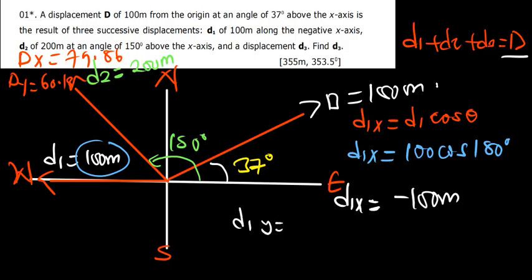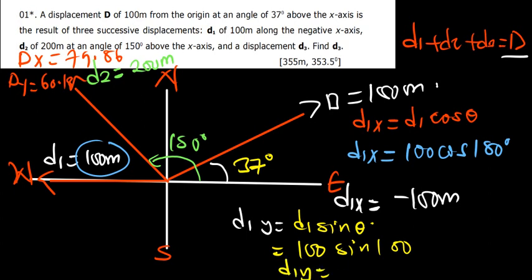Then now I need to resolve again this vector into y components. Into y components, I need to use now cos or sine. I'll say D1 sine theta, like that. So I'm going to say D1 is 100 sine 180. So what is 100 sine 180? That is 0, meaning my d1y is 0. Okay, so now I'm going to push this a bit to create space.